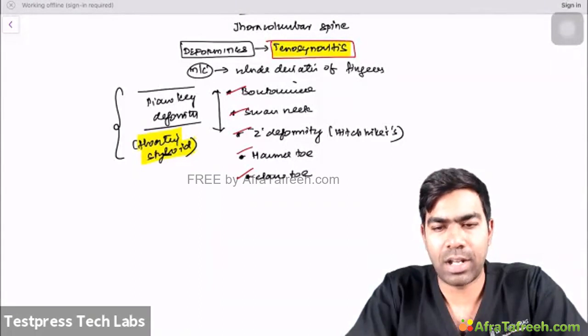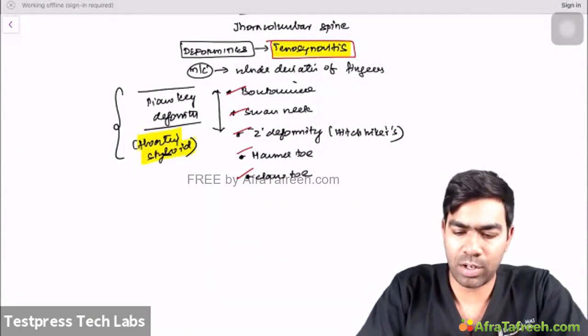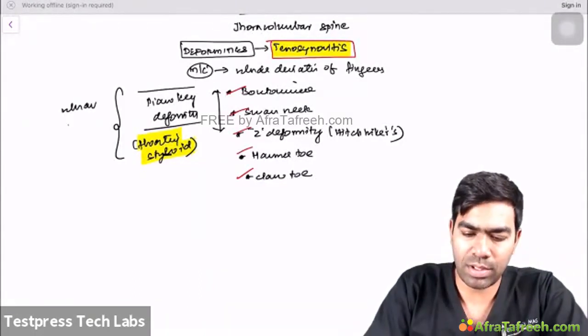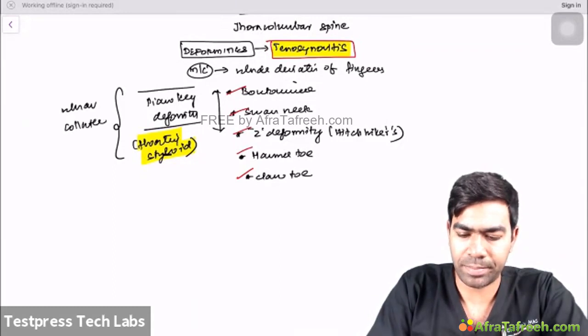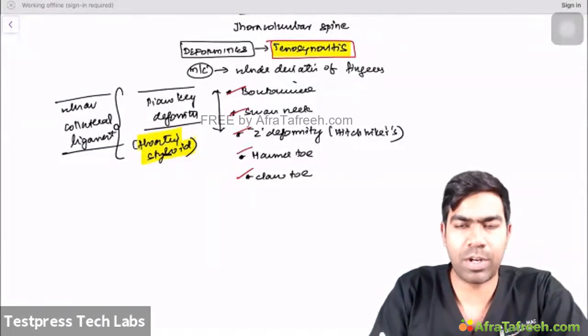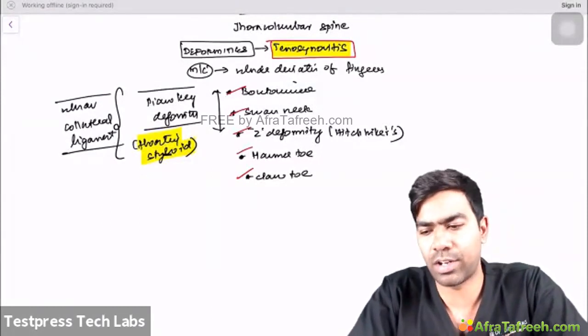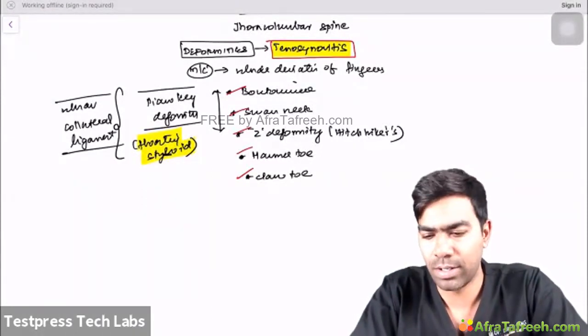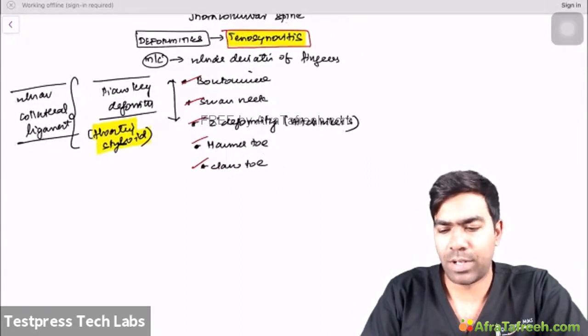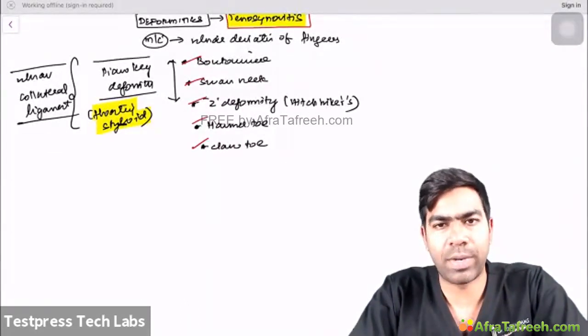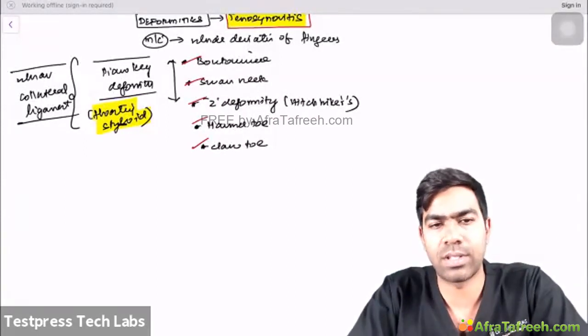Not extensor carpi ulnaris. It's more of a ligament rupture. That's an ulnar collateral ligament. That is due to rupture of the ulnar collateral ligament. That will result in something called a Piano key deformity of the ulnar styloid, or I can also call it a floating ulnar styloid. Typical deformities. I mean, you might not get direct questions. You might get some image-based questions based on this. That's why this is important.